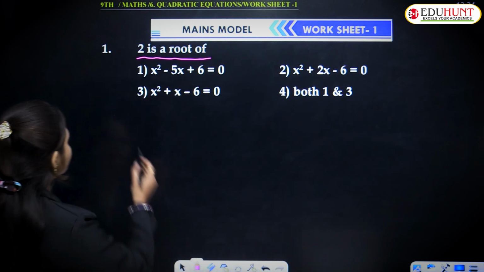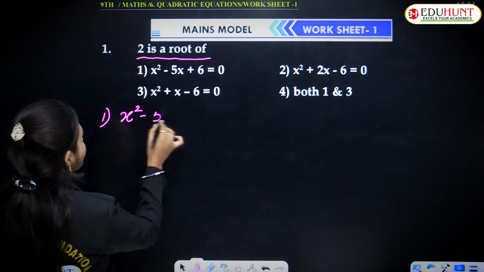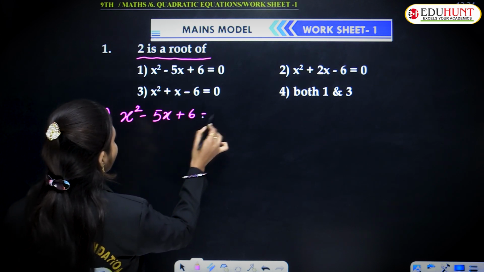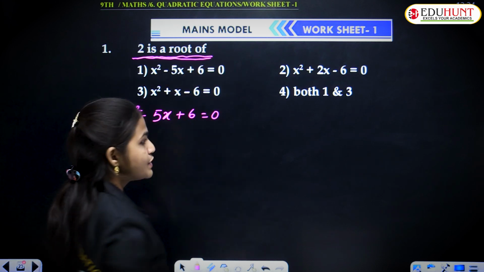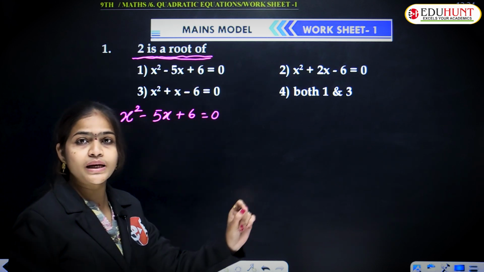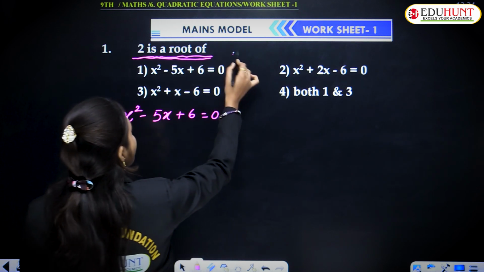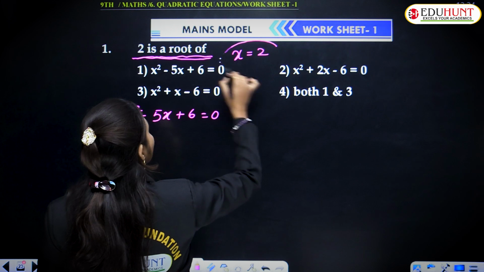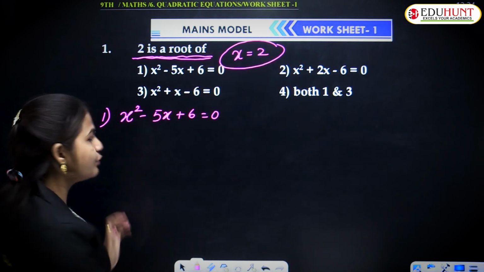So let us check the first option. What is that? x square minus 5x plus 6 is equal to 0. Here they have given that 2 is a root. So 2 is a root means 2 is the value of that variable. What is the variable here? The variable is x. So x is equal to 2, already given. We just have to substitute that value here.